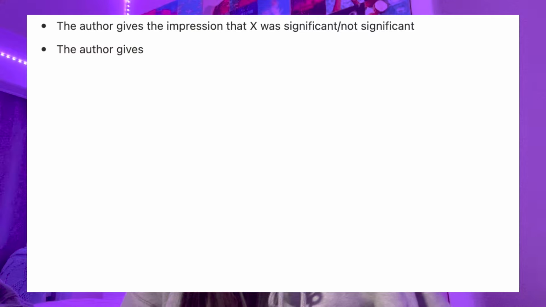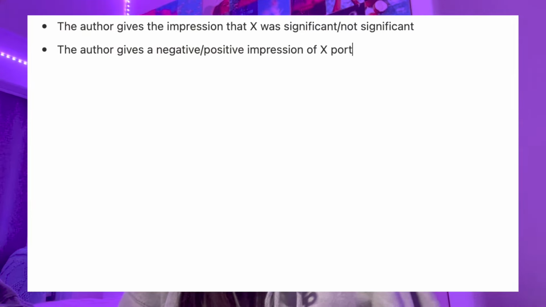So there are 2 ways in which I start off my answer. The first being, the author gives the impression that X was significant or not significant. And secondly, the author gives a negative or positive impression of X, portraying him or her as Y. That immediately answers the question, and then following that, I will back it up with evidence from the text.